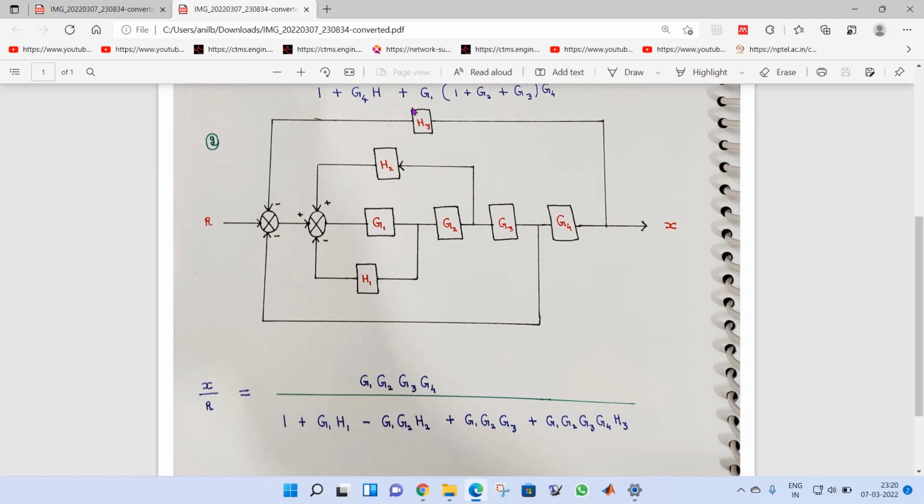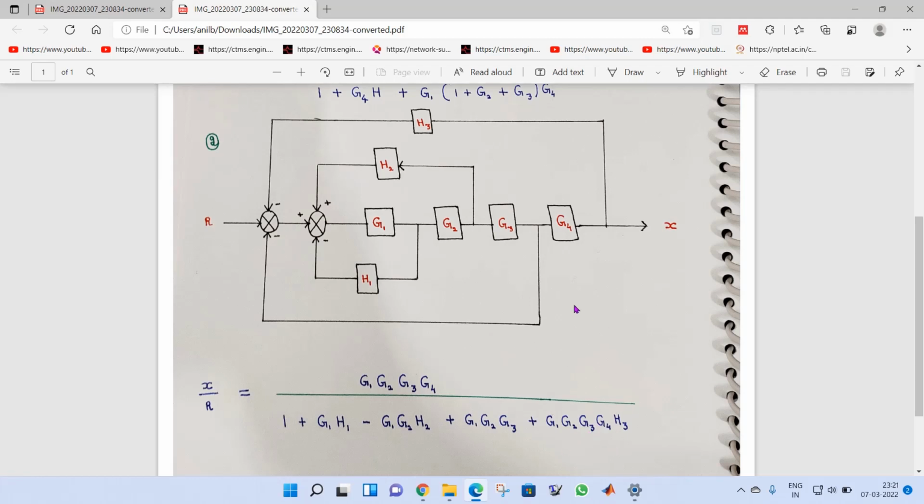Now I write the overall loop. As I told, when we write the overall loop, whatever I have in the numerator, that same thing I will write here: G1, G2, G3, G4. Now focus on the feedback path. In the feedback path I have H3, and that H3 I have written here. Suppose nothing is there in the feedback path, then whatever numerator I have, I will mention the same thing here.